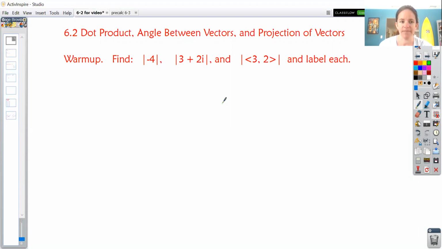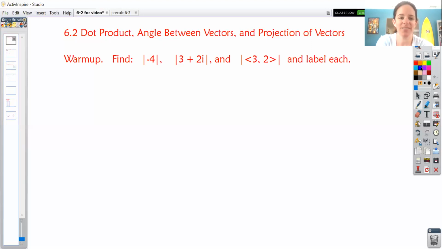Okay, so here is your warm-up. This would be a POD if we were actually in class, but we're not. So we're just calling it a warm-up. And I would like for you to find those 3 items and label each as in what vocabulary word describes the little up and down lines on each one of them. So go ahead and do that and then pause the video. We'll start in 3, 2, 1.